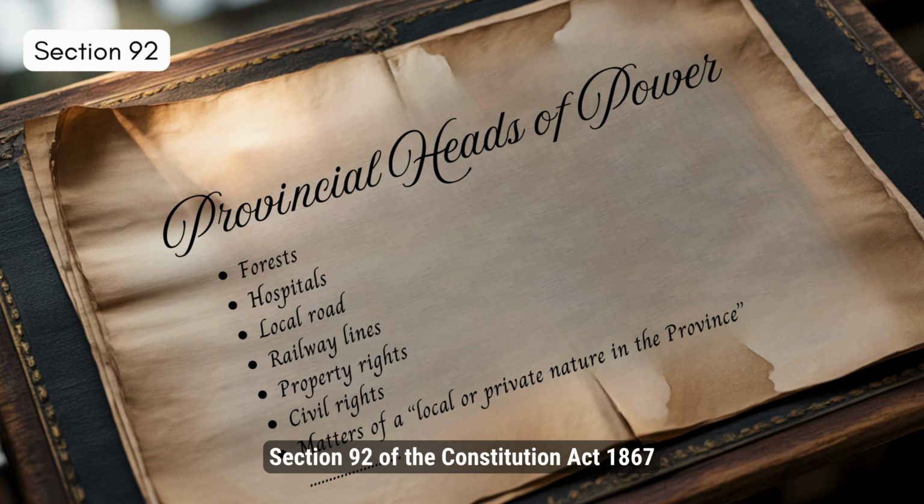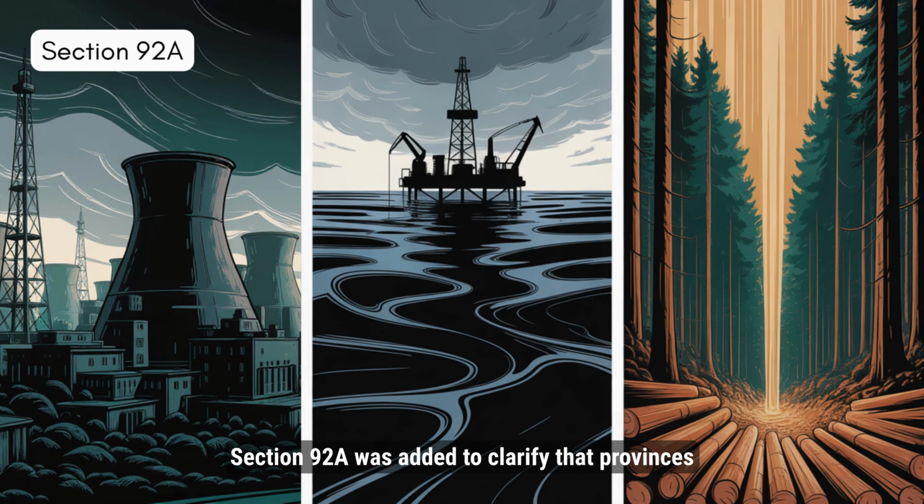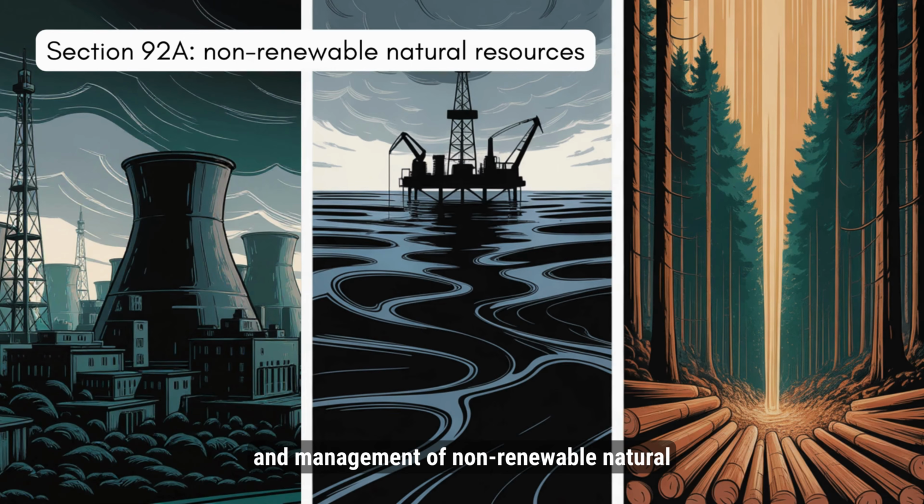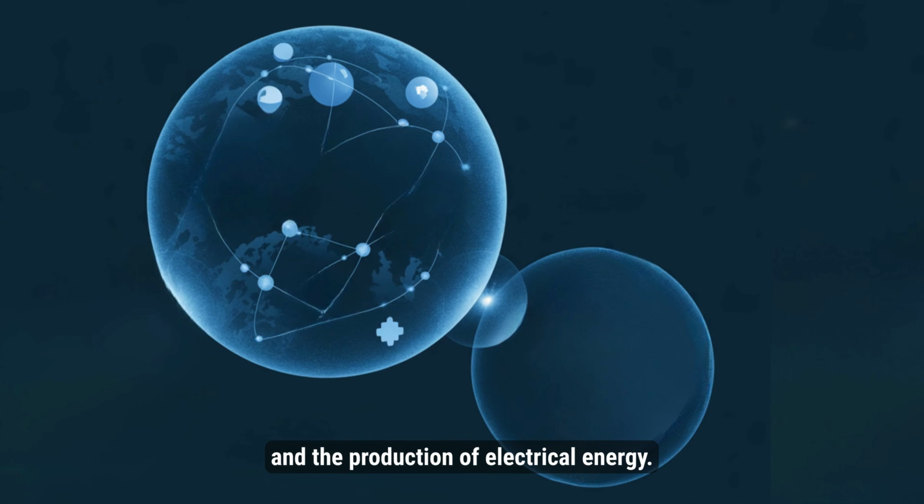Section 92 of the Constitution Act 1867 says provinces may exclusively make laws in relation to forests, hospitals, local roads and railway lines, property rights, civil rights, and matters of a local and private nature in the province. In 1982, Section 92A was added to clarify that provinces can make exclusive laws in relation to the development, conservation, and management of non-renewable natural resources like natural gas, oil, and lumber, and the production of electrical energy.